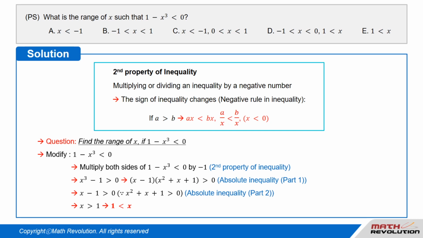Here, x squared plus x plus 1 is always greater than 0 by absolute inequality part 2. So, x minus 1 is greater than 0. This can be further written as x is greater than 1, or 1 is smaller than x. Thus, E is the correct answer. Answer E.